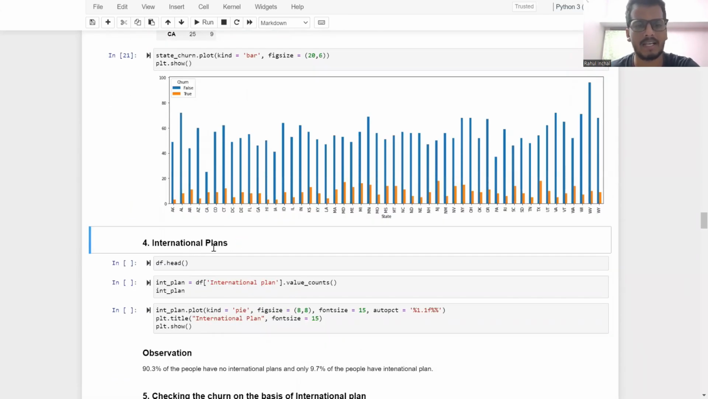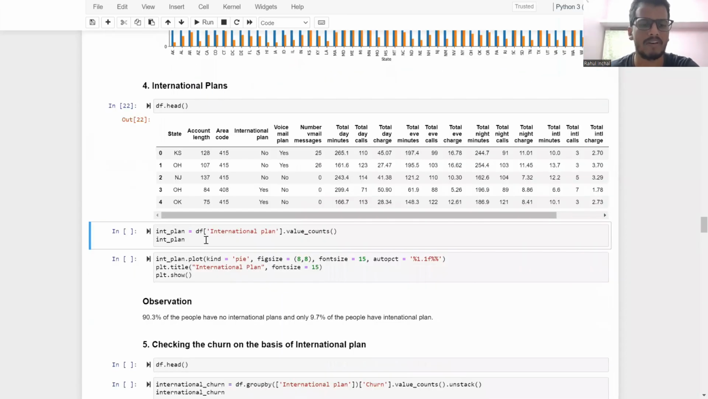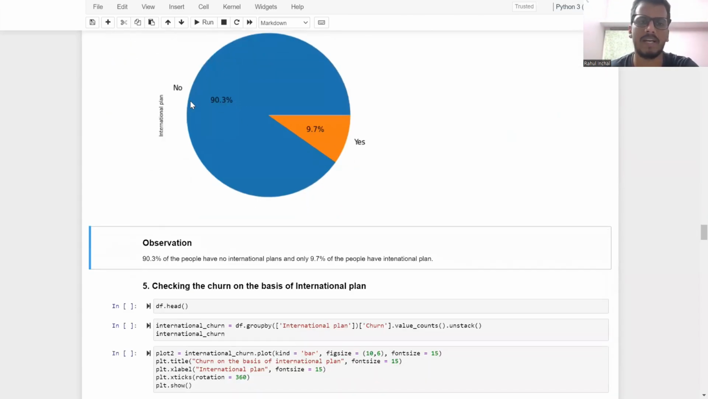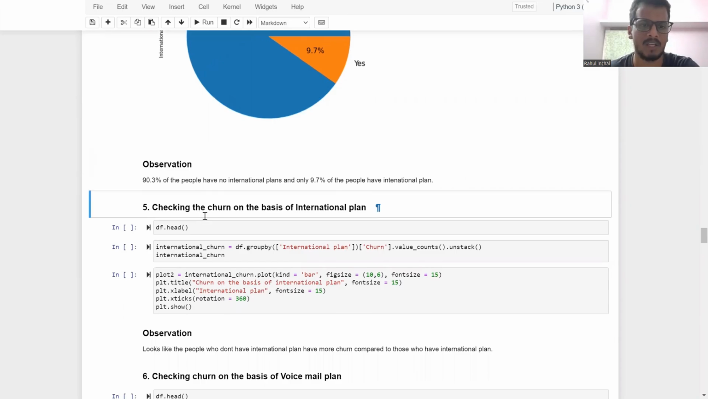And then we go for the international plans. Those who have international plans, the value count: there are 3010 people who don't have an international plan, and 323 people who have international plans. Now again, if you plot the graph, 90.3% of the people don't have an international plan, but 9.7% have international plans. Checking for the churn based on the international plan.